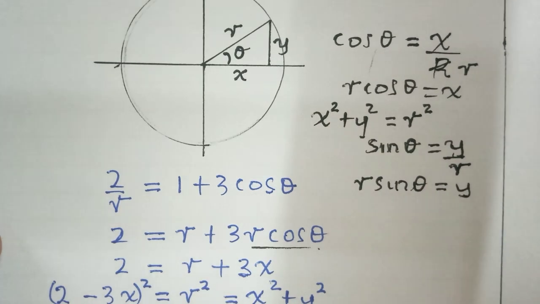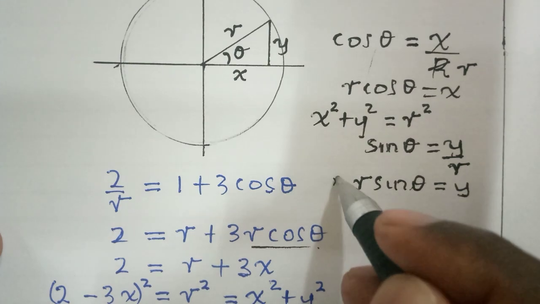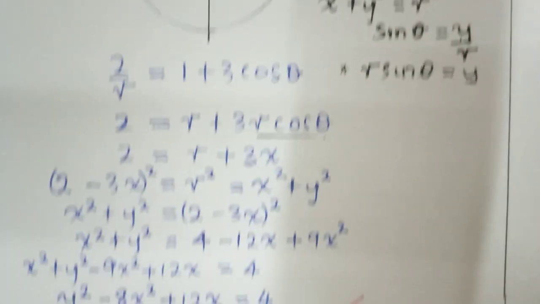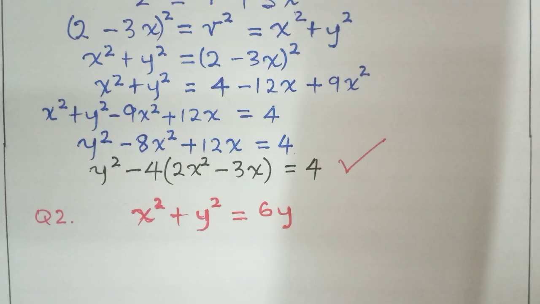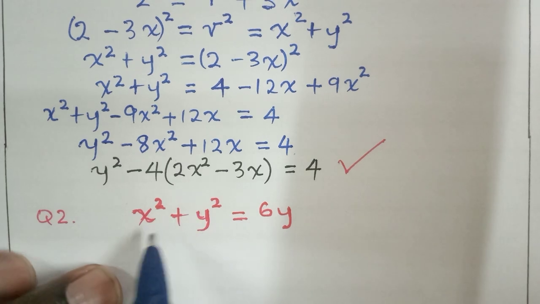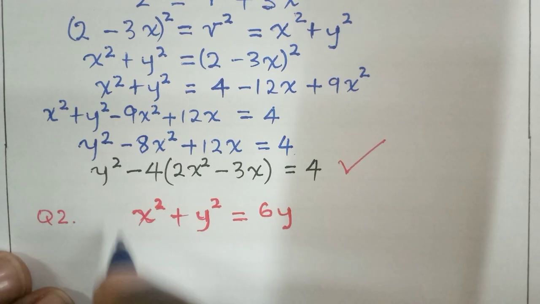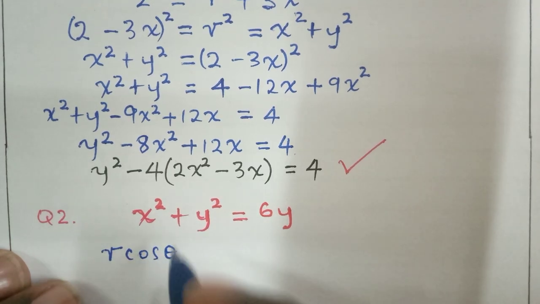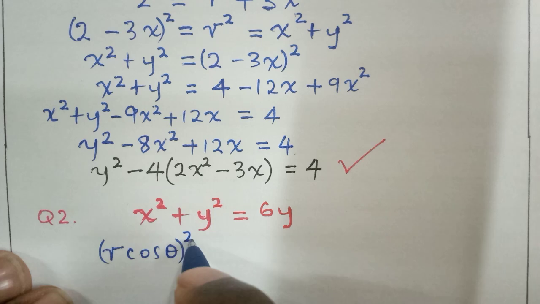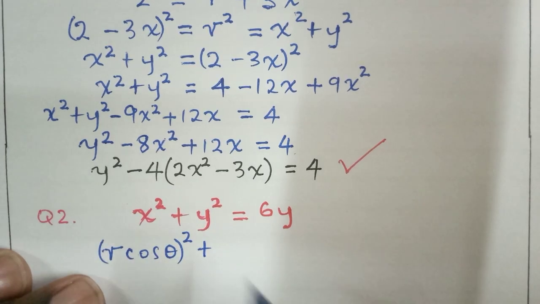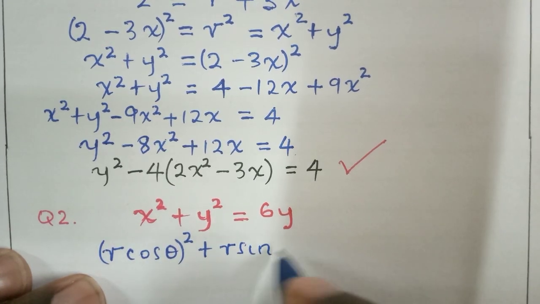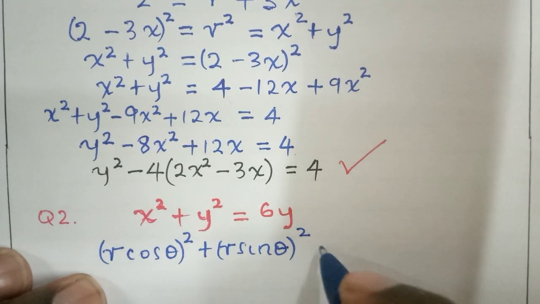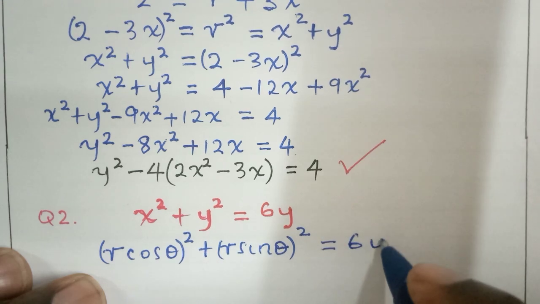So guys, using those two equations, this one and that one, we can now replace them in this expression. And so we shall write, for x, we shall put r cos theta, and then we square there, plus for y we have r sine theta, and then we obviously square. So this one now gives us 6y, like that.